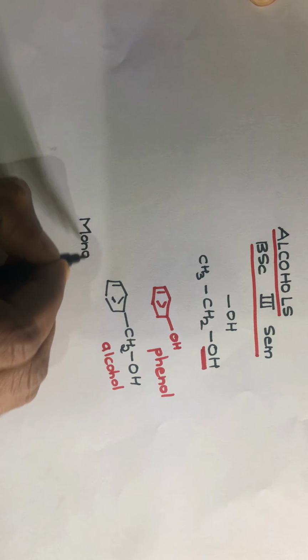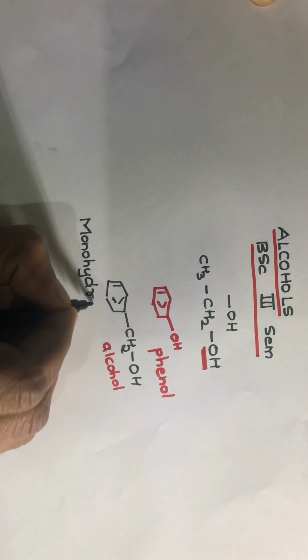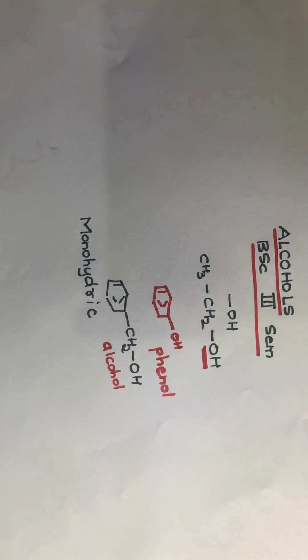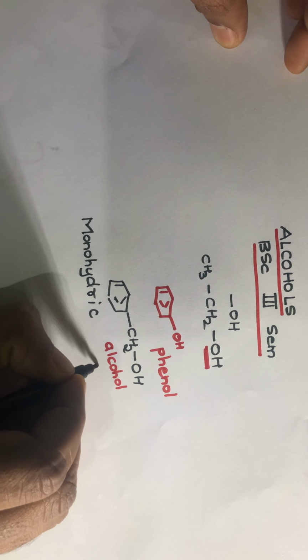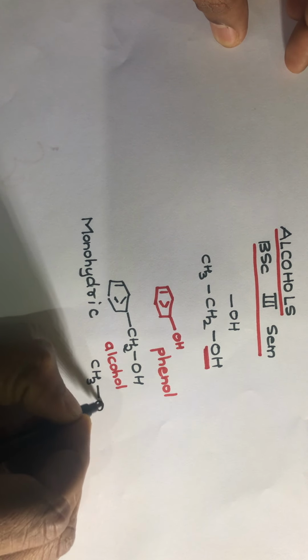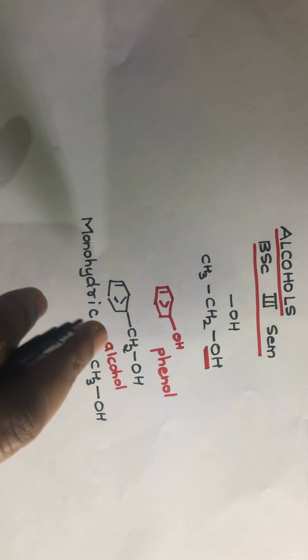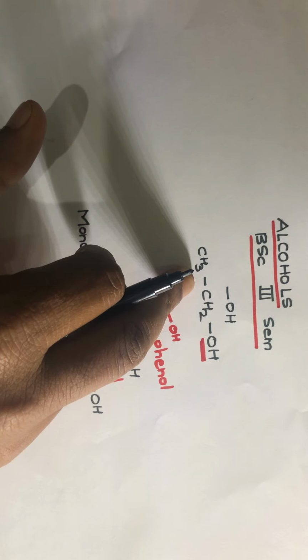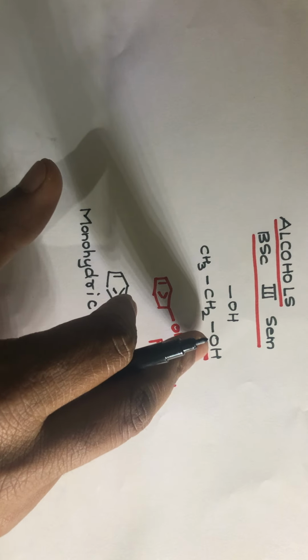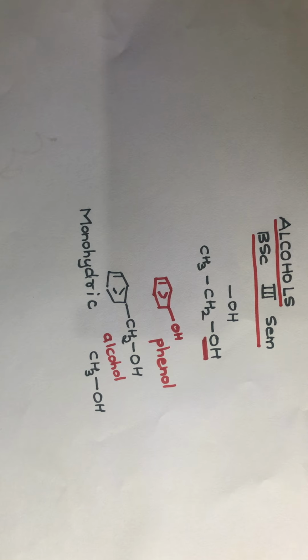These can be classified into monohydric alcohol. Monohydric alcohols are the alcohols that contain one OH group. For example, CH3OH. This molecule contains only one OH group, hence this is a monohydric alcohol. This benzyl alcohol is also a monohydric alcohol. This ethanol is also a monohydric alcohol because they contain one OH group. If a molecule contains one OH group, then such molecules are called monohydric alcohols.